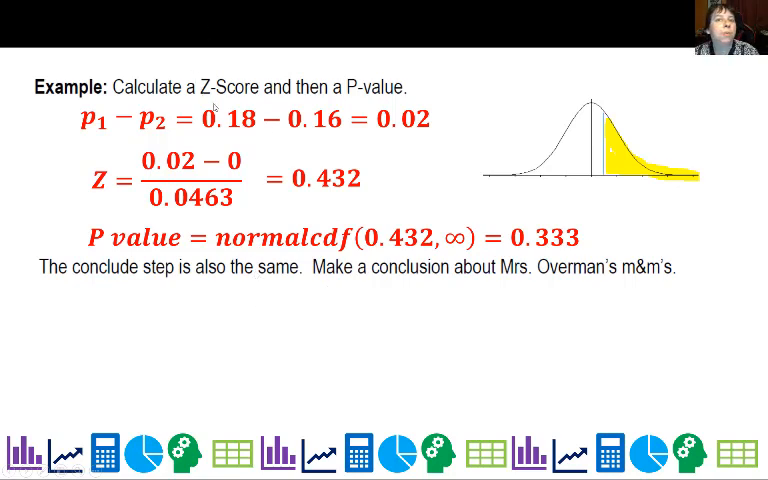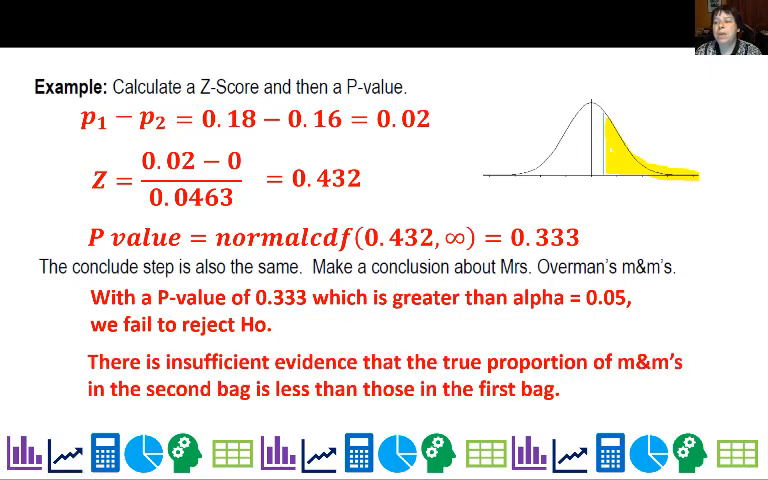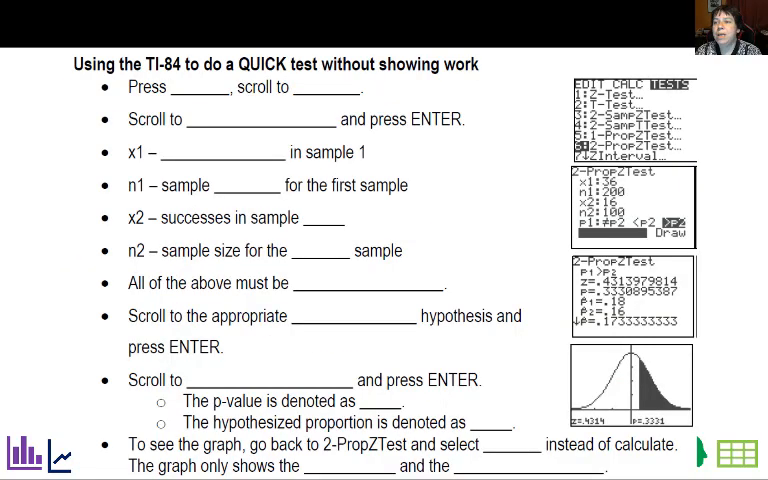So I did this whole problem by hand, and I will show you how to do it with the calculator. With a p-value of 0.333, that's greater than any alpha we use, so we fail to reject H0. There is insufficient evidence that the true proportion of M&Ms in the second bag is less than those in the first. So let's do it the easy way with the TI-84.